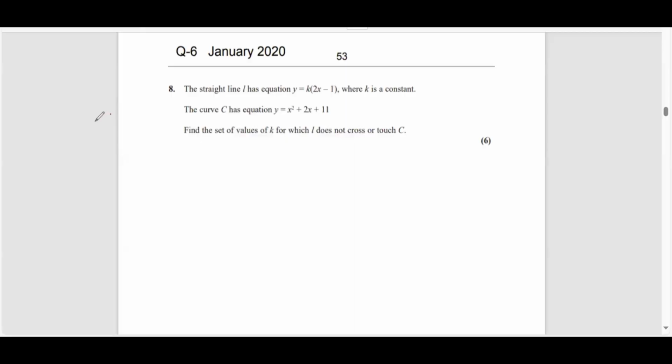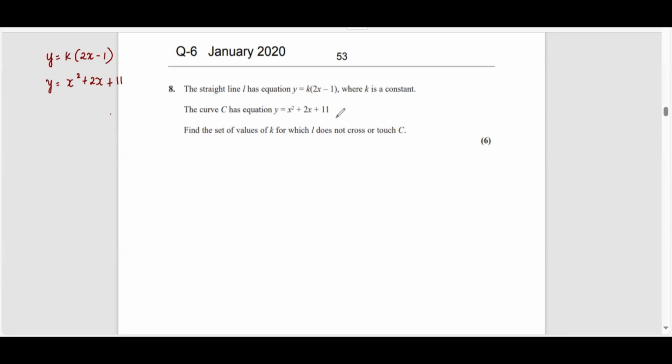Hi, welcome back. So here we have a Jan 2020 question. The straight line L has equation y equals k(2x minus 1), where k is a constant. The curve C has equation y equals x squared plus 2x plus 11. Find the set of values of k for which L does not cross or touch C.